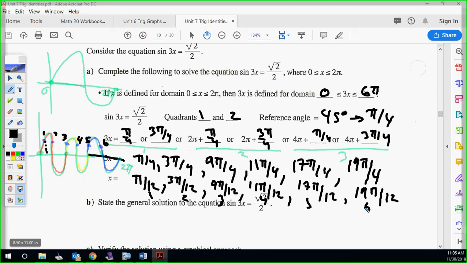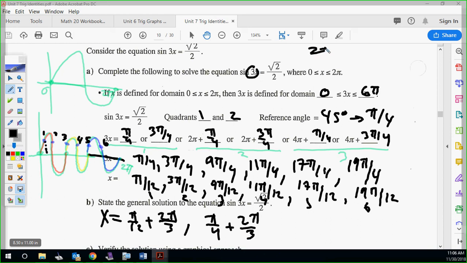Okay, so the general solution then is x is pi over 12 plus 2 pi over 3. And then it's pi over 4 plus 2 pi over 3. The 3 comes from our period being 2 pi over 3. Because you take the 2 pi, we did this earlier, you take that and you go 2 pi divided by that for your period, right? Or you times it by 1 over 3. So 2 pi over 3 is where that's coming from. So pi over 12 plus the period of 2 pi over 3, pi over 4 plus 2 pi over 3.